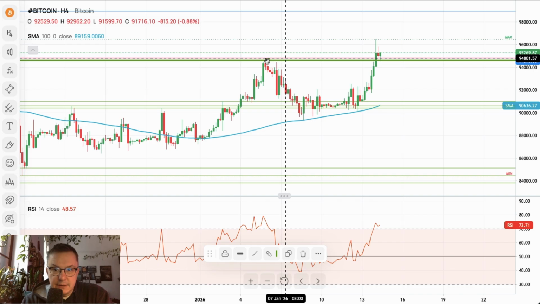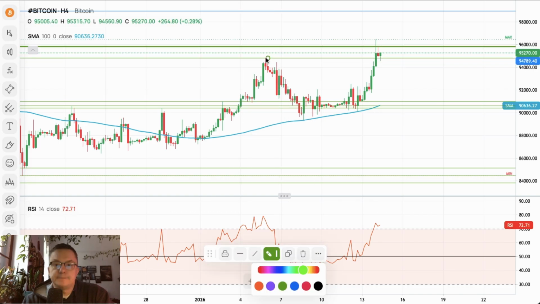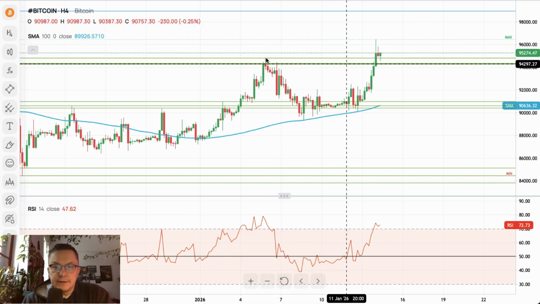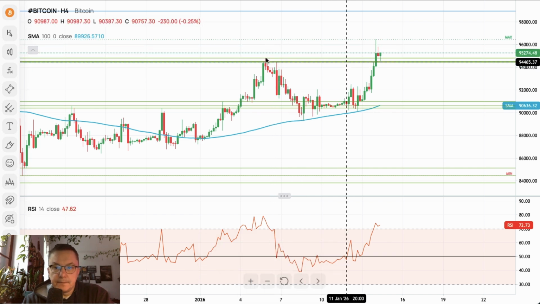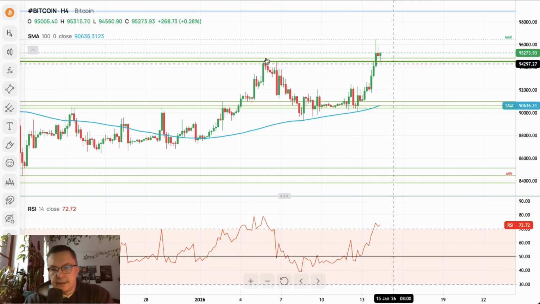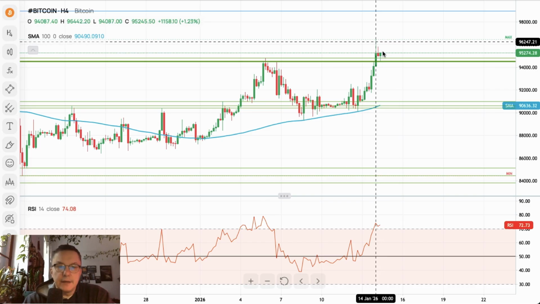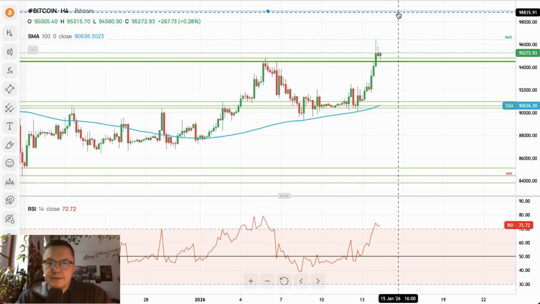I can't grab the other one. There you go, and this will be the technical support. So anyway, it looks like this for now. It should be somewhere here. There you go. So it looks like technical support. If we break above yesterday's high, the road towards 99,000 is open. So please keep an eye on the Bitcoin.